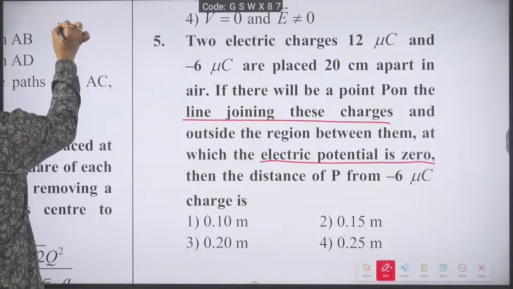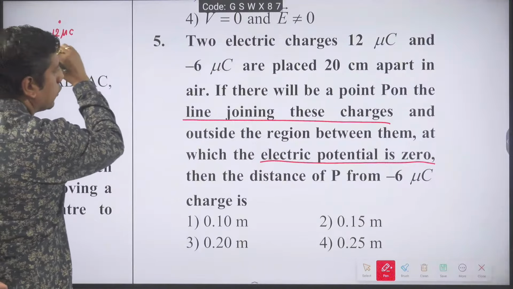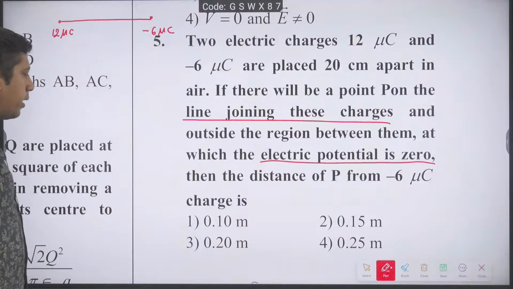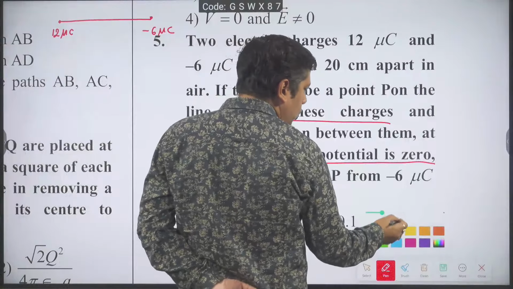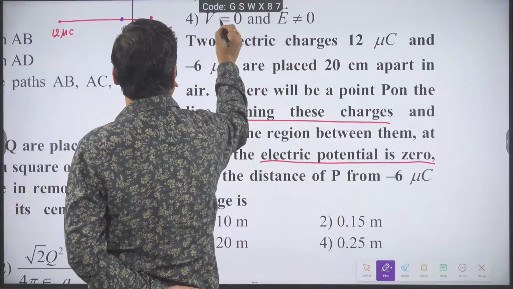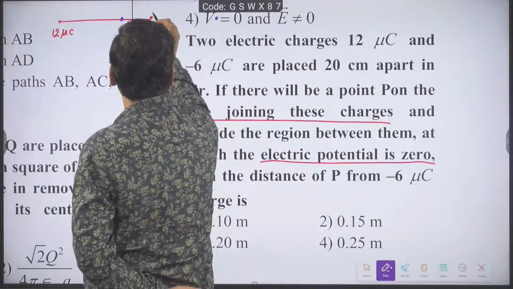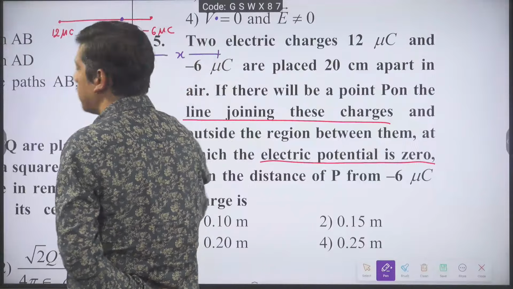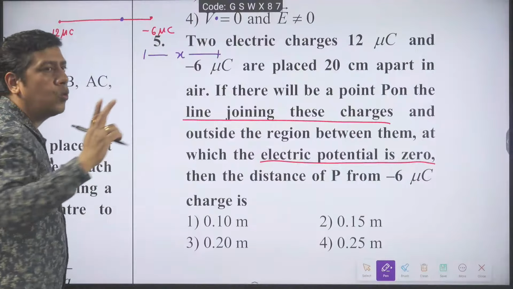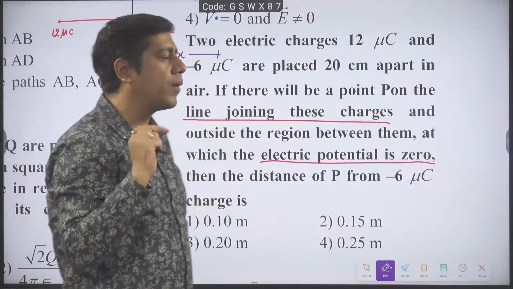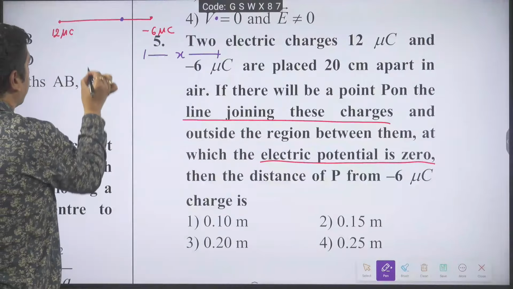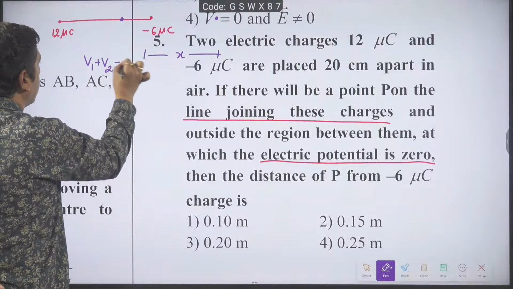So this is 12 microcoulomb and this one is minus 6 microcoulomb. How many zero potential points will there be? I hope you remember there will be 2 zero potential points. One will be between the charges, and another one will be somewhere here outside. Let's say this distance is x. So there will be 2 on this line. If they are asking this, what will we write? Due to 6, we will write k. We will simply write V1 plus V2 is equal to 0.